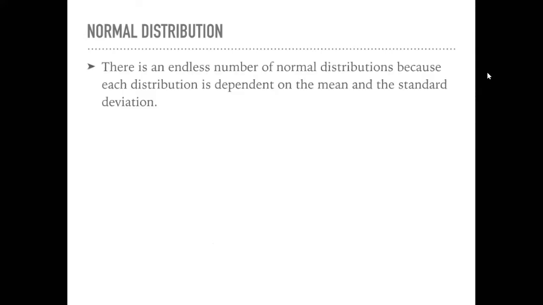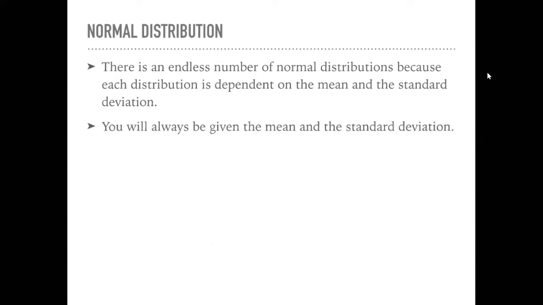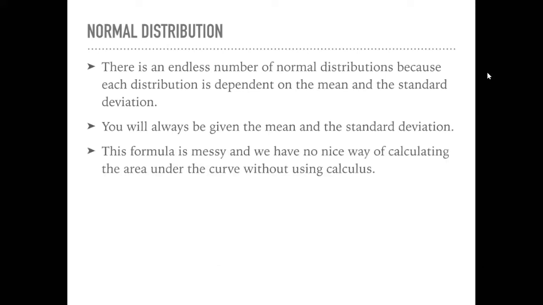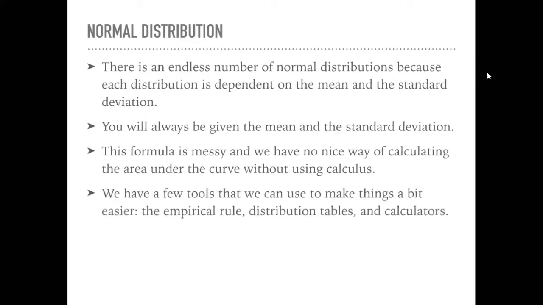So a few things to keep in mind about the normal distribution as we're moving forward is there's an endless number of normal distributions, and that's because each distribution depends on the mean and the standard deviation. Anytime that I change the mean, I've got a whole new normal distribution. Anytime that I change the standard deviation, I have a whole new normal distribution. So you're always going to be given the mean and the standard deviation for each of your normal distributions. Now, the formula is messy. We have no nice way of calculating the area underneath the curve without calculus. So we're going to have a few tools that are going to make things easier.